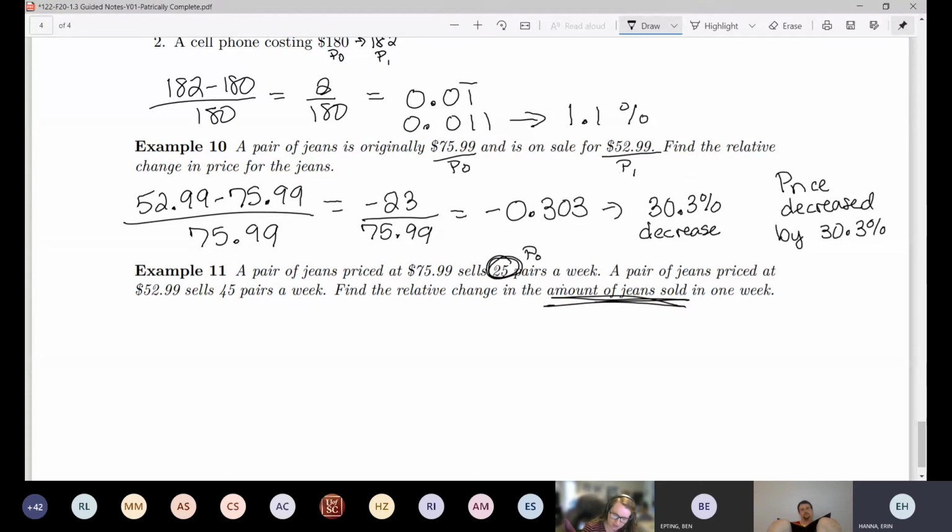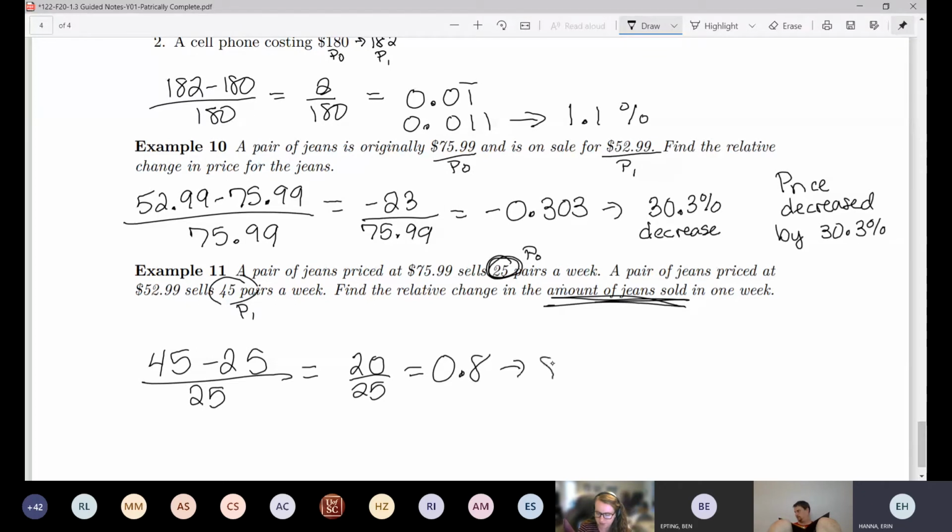And then our pairs of jeans, so they sold 25 pairs a week at first and then 45 pairs a week later. So our ending value was 45, beginning value was 25. So our relative change would have been 20 over 25, so 0.8, otherwise known as 80%. So we would say something like sales increased by 80% if we wanted context. And that's relative change. Questions, concerns, before we move on to 1.4 for the last bit of class?